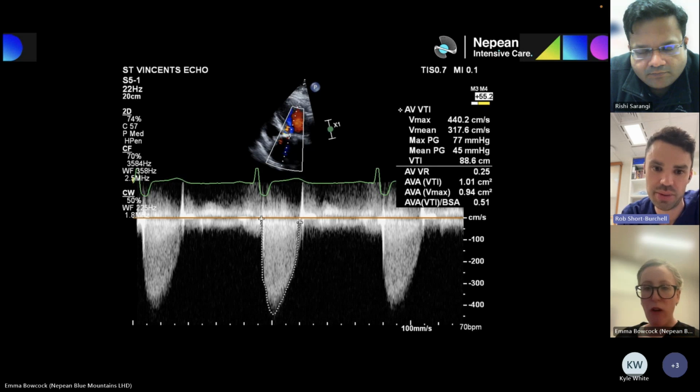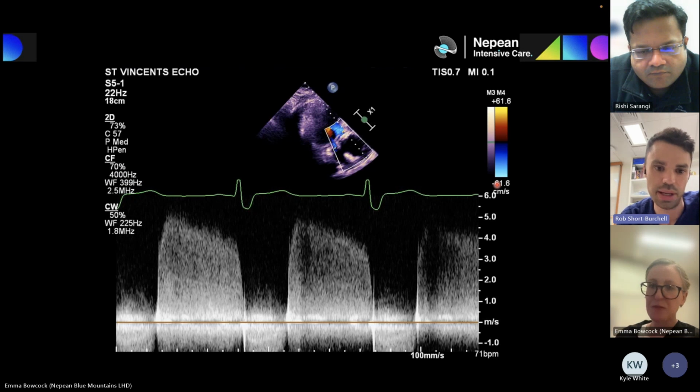This is a spectral Doppler trace through that aortic valve, apical 5-chamber view. The peak velocity is greater than 4 meters per second. Mean gradient is greater than 40. It's calculated the velocity ratio for us, which is 0.25, and it's also calculated the aortic valve area indexed to body surface area, and that's all within the severe category. I guess the caveat to this is that the patient is in a high flow state, but as said, the DSI is less than 0.25, so it would be severe.